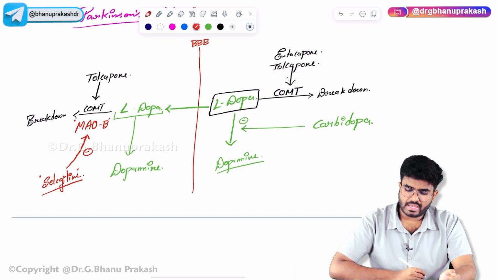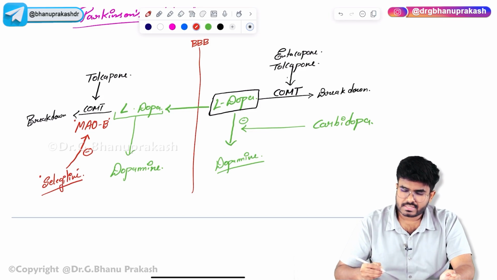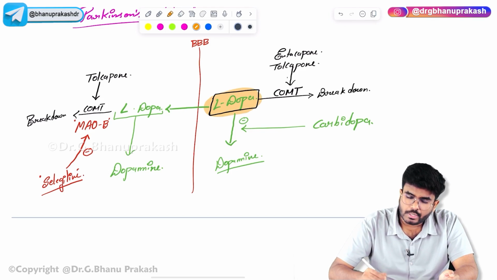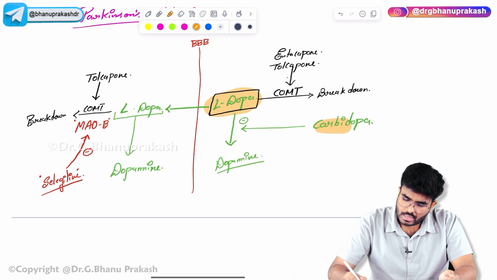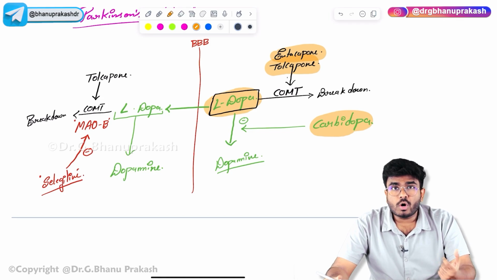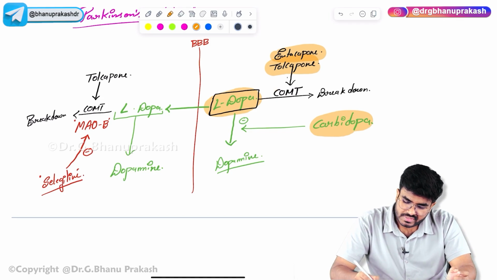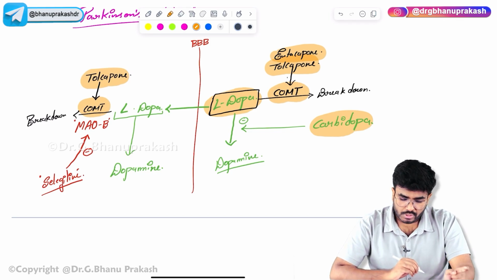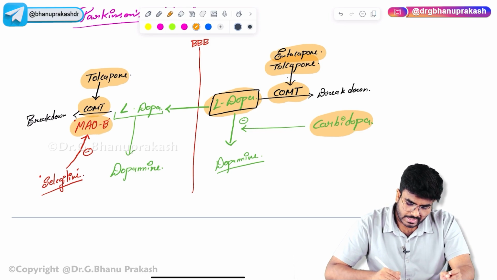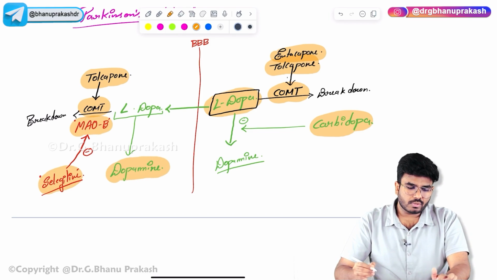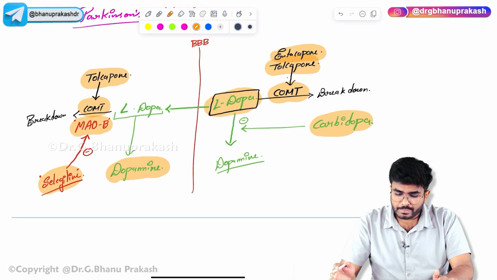So, briefly here I have explained all these drugs which are used in the treatment of Parkinsonism. What are they? The first important drug is L-dopa. L-dopa can be used along with carbidopa. You can use tolcapone, entacapone to prevent the breakdown by the COMT. In the central nervous system also the same: the COMT can be inhibited by tolcapone but not entacapone. And you can also use MAO B inhibitors like selegiline to increase the level of dopamine in the central nervous system. So, with this we have completed the treatment for Parkinsonism.